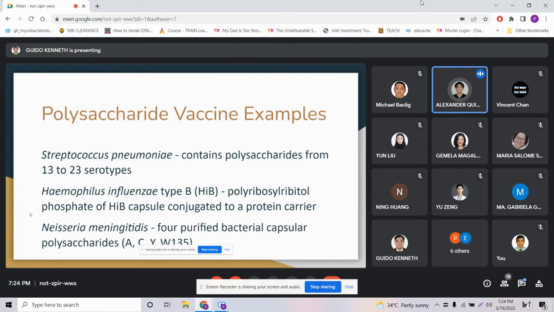One example of this is Streptococcus pneumoniae, which contains polysaccharides from 13 to 23 serotypes. And Haemophilus influenzae also, which contains polyribosyl ribitol phosphate of the Hib capsule conjugated to a protein carrier. Another is Neisseria meningitidis, which has 4 purified bacterial capsular polysaccharides. These are the A, C, Y, and W135. Next slide, please.